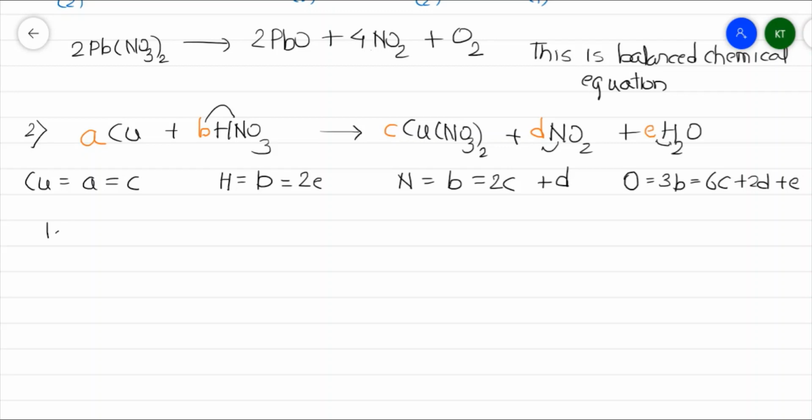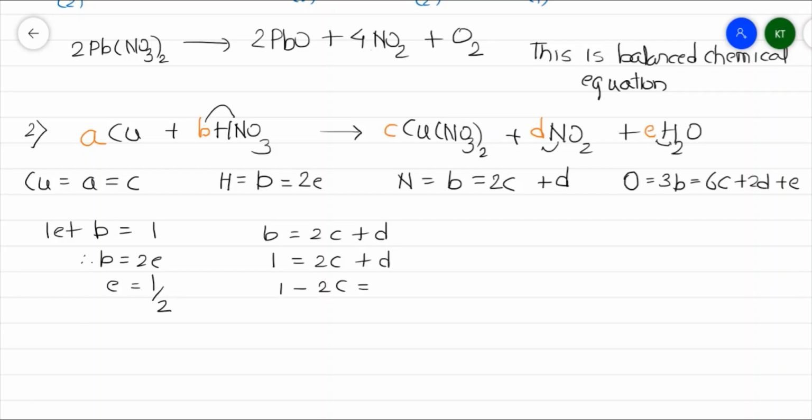If I assume B is equal to 1, then from B is equal to 2E, E will become 1 upon 2. Then I have B is equal to 2C plus D. So 1 is equal to 2C plus D, and 1 minus 2C is equal to D. Now substituting these values of B, E and D in the third equation.